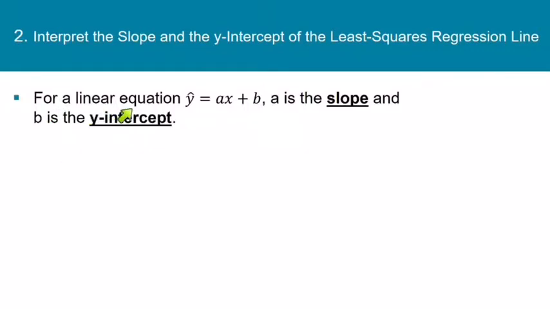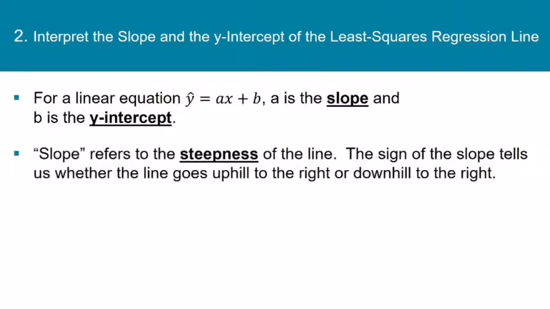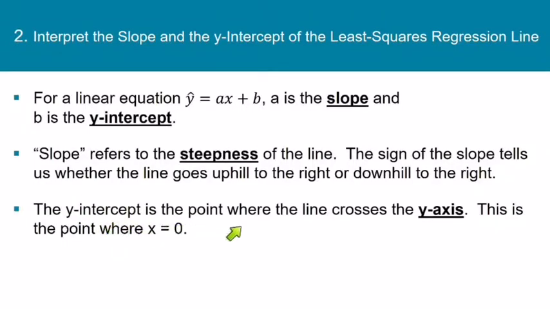Now you may remember from algebra that for a linear equation in the form ax plus b, the coefficient of x, in this case a, is the slope, and b is the y-intercept. And you also may remember that the slope refers to the steepness of the line. The sign of the slope tells us whether the line goes uphill to the right or downhill to the right. A line with a positive slope will go uphill to the right. A line with a negative slope will go downhill to the right. The y-intercept is the point where the line crosses the y-axis. This is also the point where x equals 0.